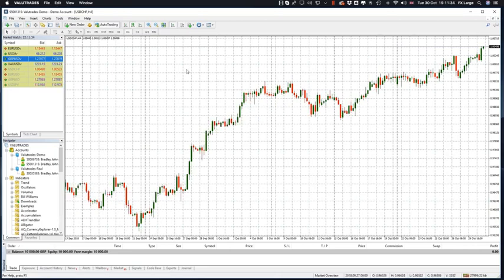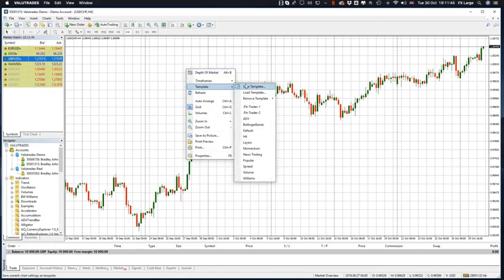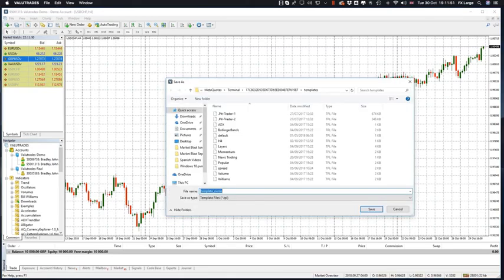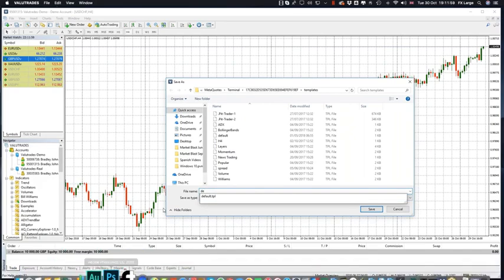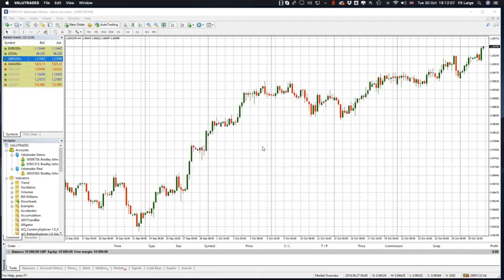Okay, let's say that we like the configuration of this chart, and we want that every time we open a chart, it should look like this. So we simply go to Template, Save Template, and we have a variety of templates we can save to. What I want to do in this case, though, is to save it as default. You may have to type in the word default. It may not be there. So I've now saved it. So basically, every time I open a new chart, it will have this same configuration.